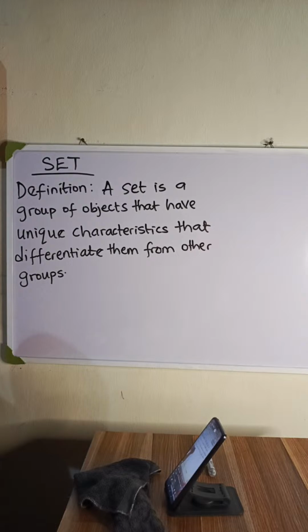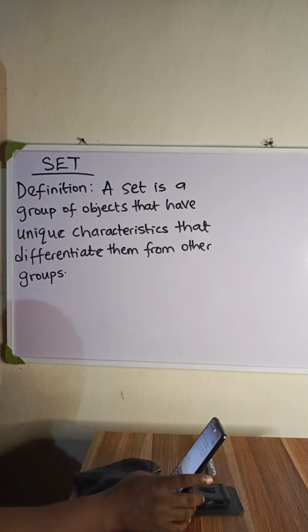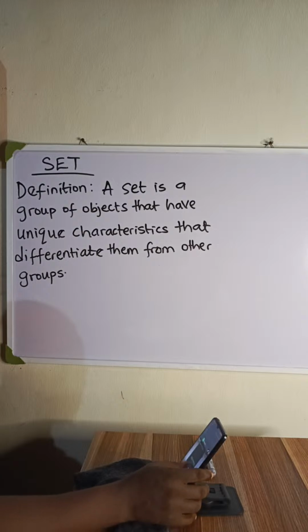So a set is a group of objects that have unique characteristics. These characteristics differentiate them from other groups. Okay, so we can have some examples. An example of a set is a set containing brands of cars.